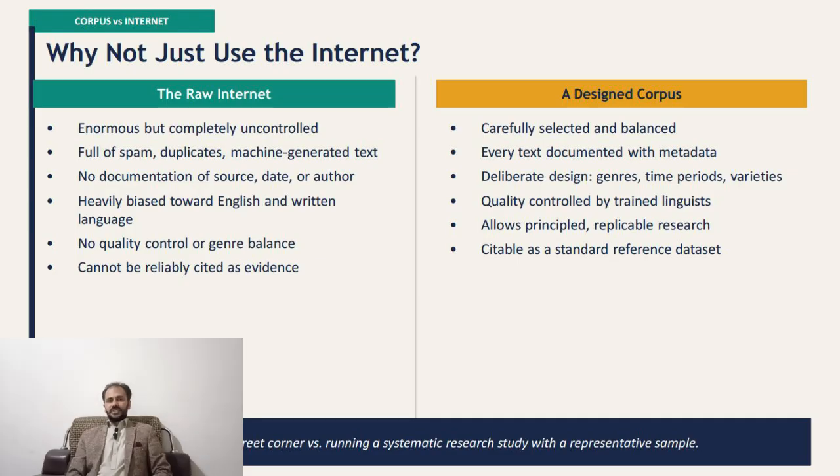A properly designed corpus, by contrast, is carefully selected and balanced. The designers make deliberate choices: what to include, what genres, what time periods, what varieties of language, what topics. Every text in the corpus is documented: its source, its date, its author, its genre. This documentation is called metadata.